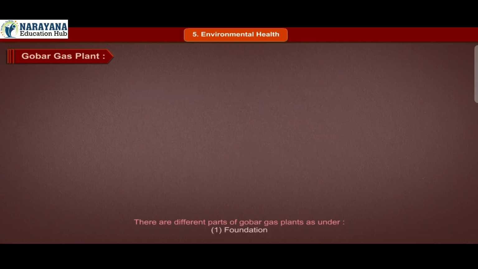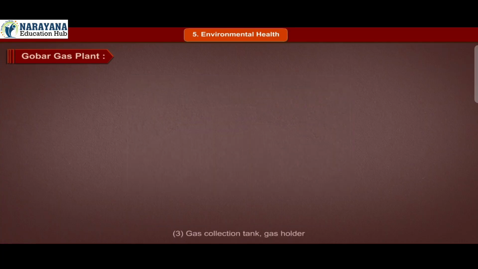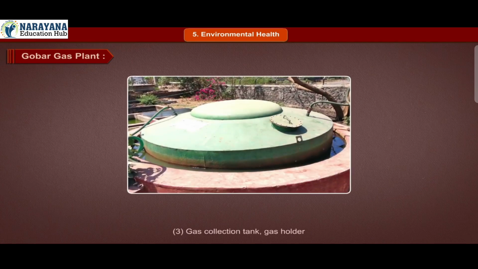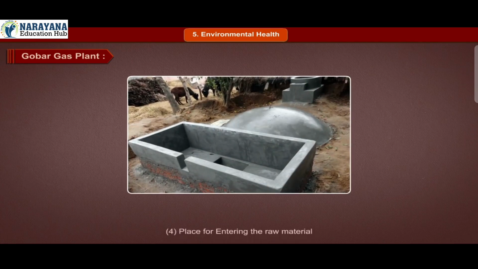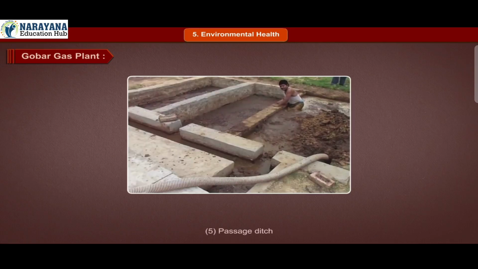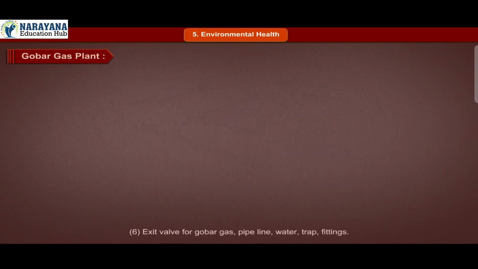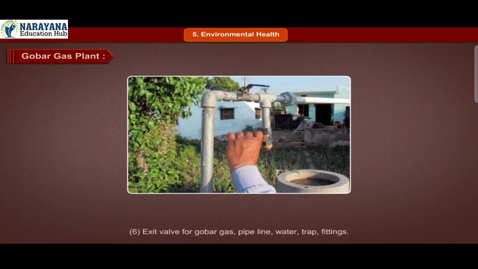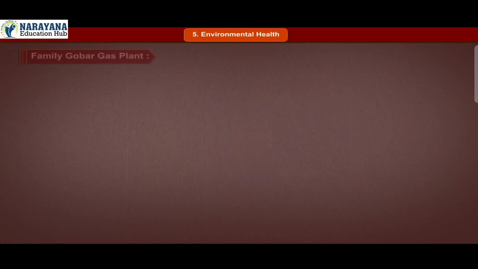There are different parts of a gobar gas plant as under: 1. Foundation, 2. Digester, 3. Gas collection tank (gas holder), 4. Place of entering the raw material, 5. Passage ditch, 6. Exit valve for gobar gas, pipeline, water trap, fittings.